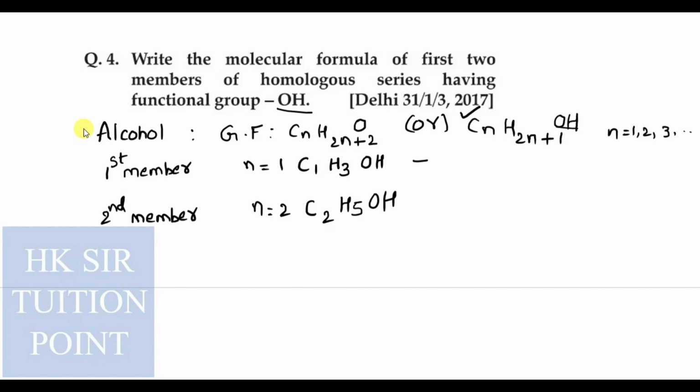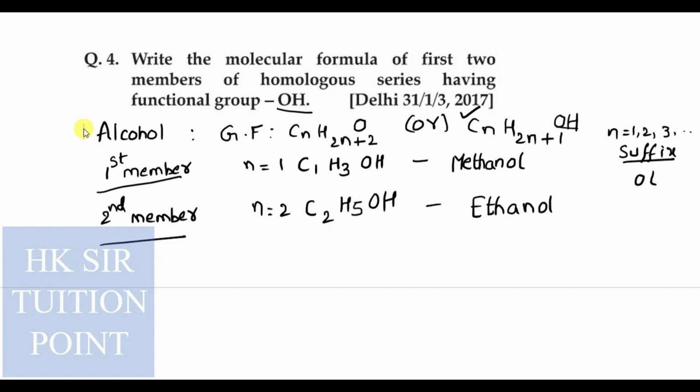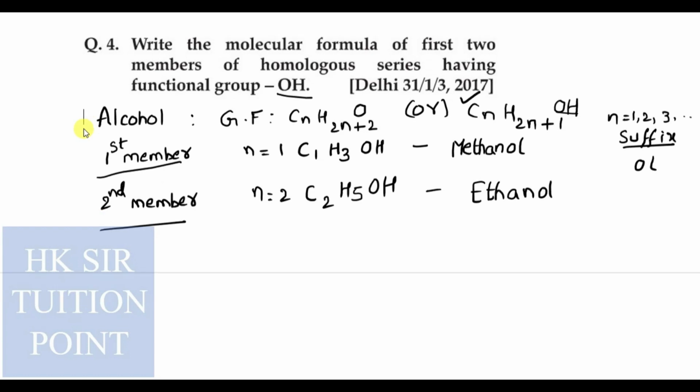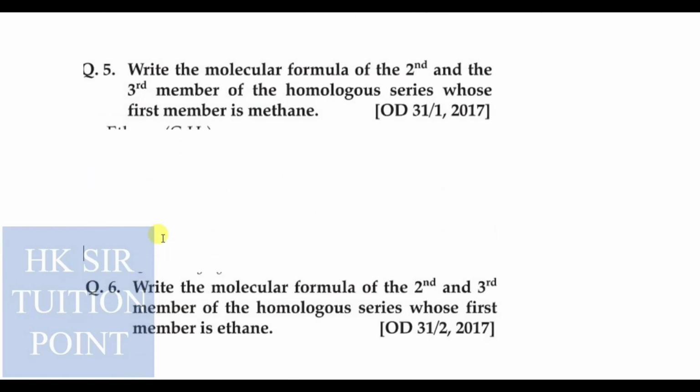While naming alcohols, we need to use the word ol as a suffix. One carbon is meth. No doubt it is a single bond only, so it is an, and we add ol: methanol. Two carbons means eth. It is a single bond only, so it is an, ol: ethanol. So these are the first member and the second member of the OH functional group. That is the answer to the fourth question. I hope you understood. Let's go to the next question.